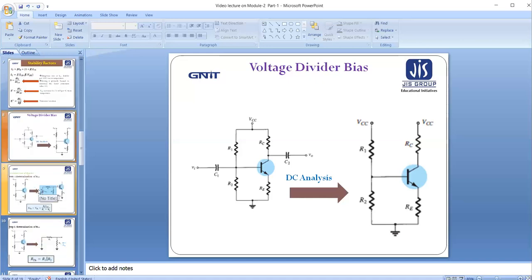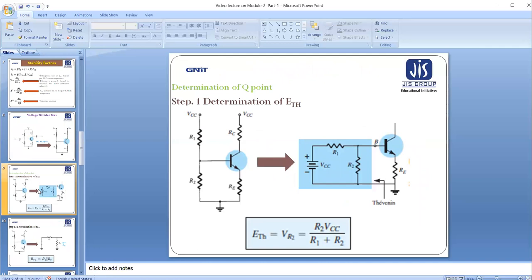Now, as we have learned, using the bias circuit we can determine the DC current and voltage, so determination of the Q point. The first step is determination of the ETH, which means the Thevenin voltage. So we will derive the input Thevenin voltage at the base emitter junction. How can we design it? First VCC, then R1 and R2, whose junction goes to the base, and R2 is connected to the ground, and RE connects the emitter to the ground.